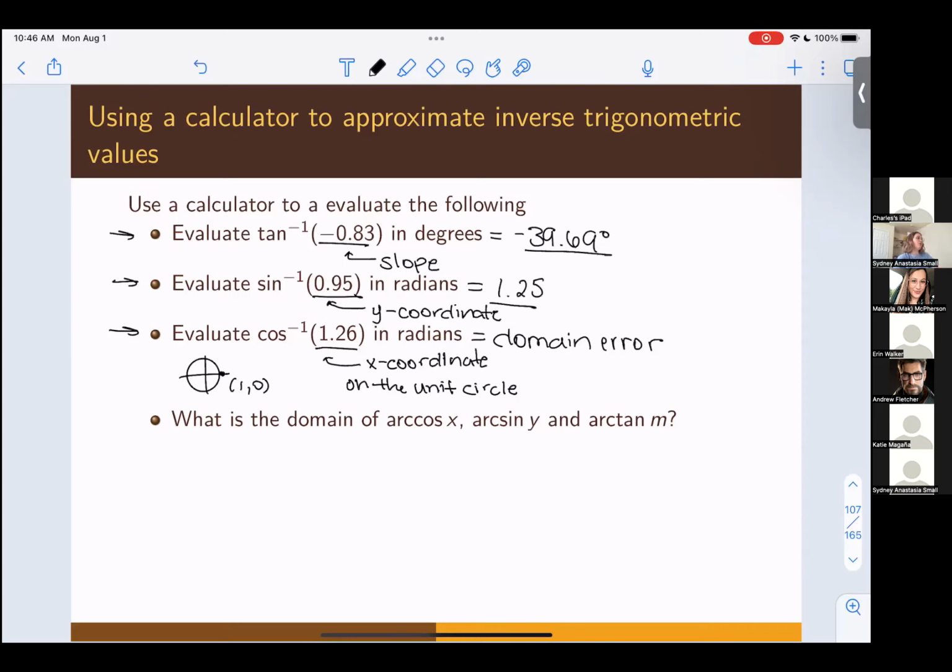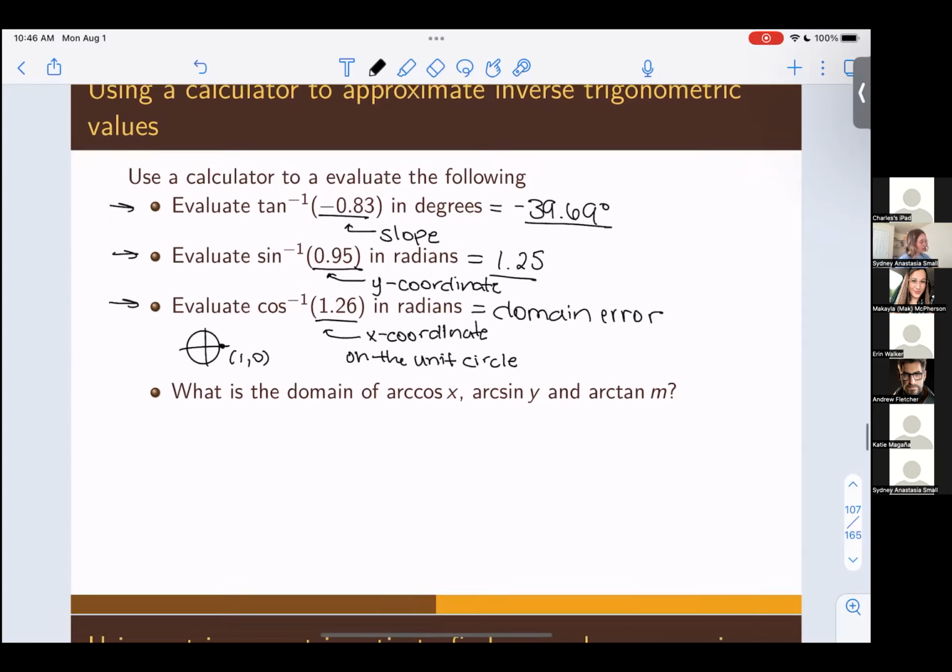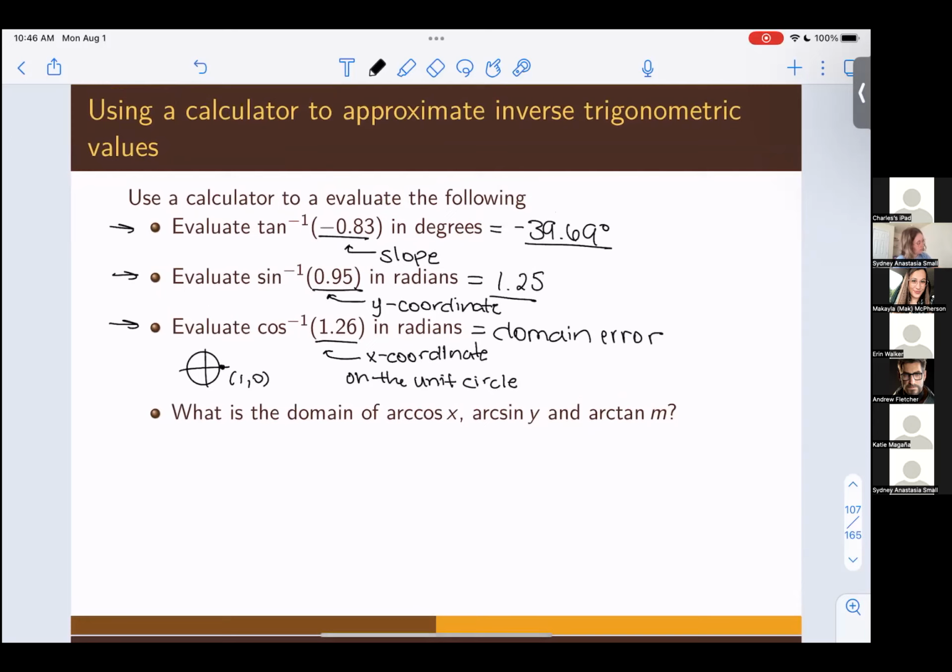So that raises the question, what is the domain of arc cosine, arc sine, and arc tangent? That is, what kinds of values can we put into these functions? Well, as we already talked about, with cosine we can never get x coordinates greater than 1, and we can never get x coordinates less than -1. We're always bound by that radius of 1 of the unit circle.